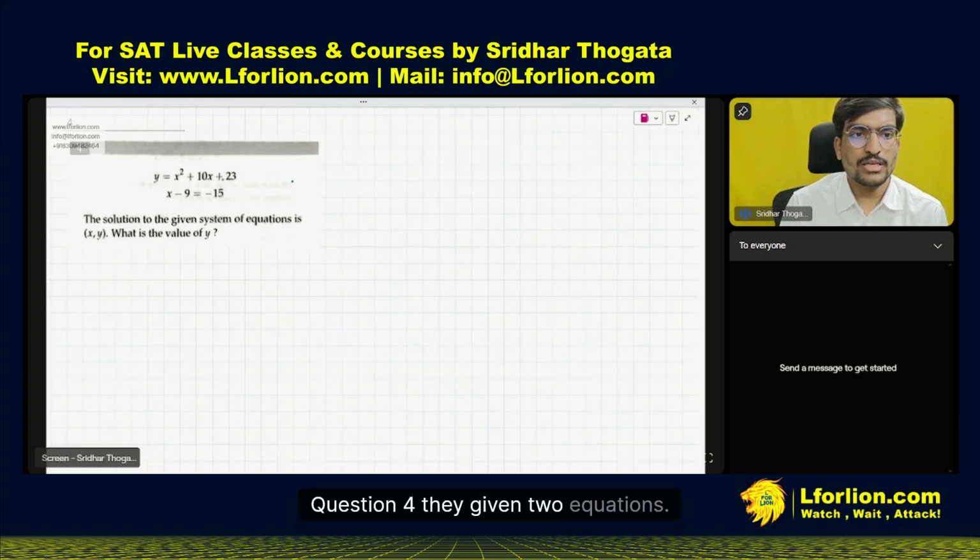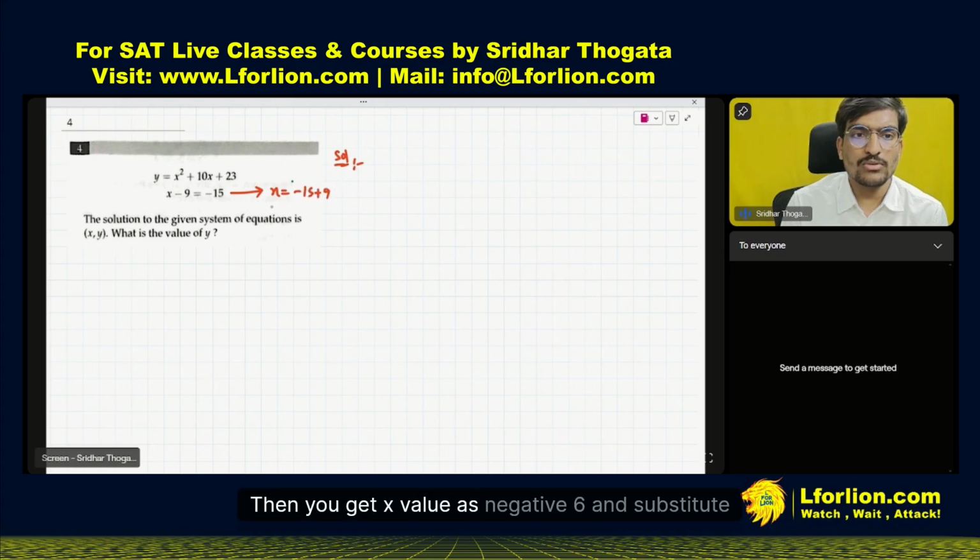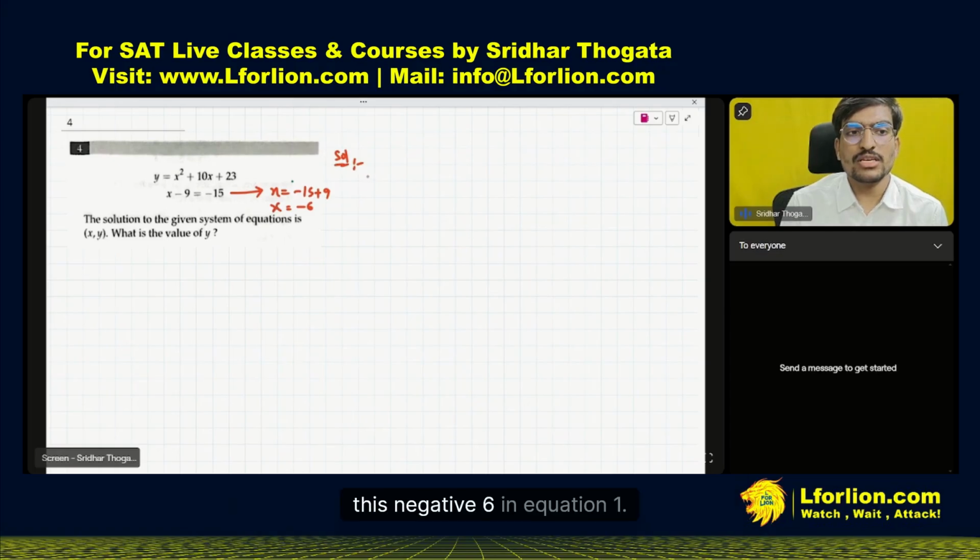Question 4, they are given two equations. Here it is not a good option to do the elimination. So turn the second equation to x equals negative 15 plus 9. Then you get the x value as negative 6. And substitute this negative 6 in the equation.